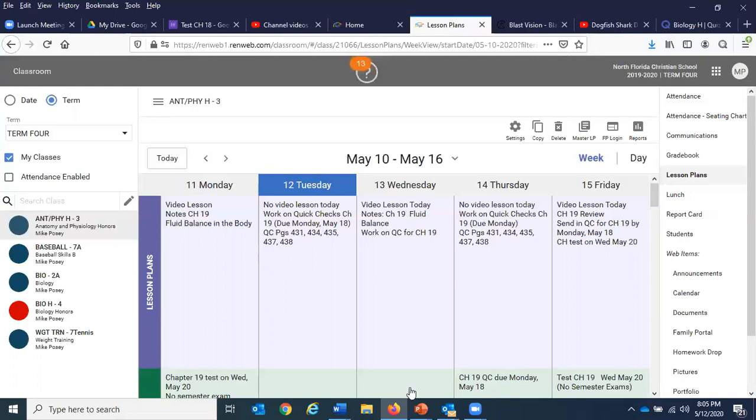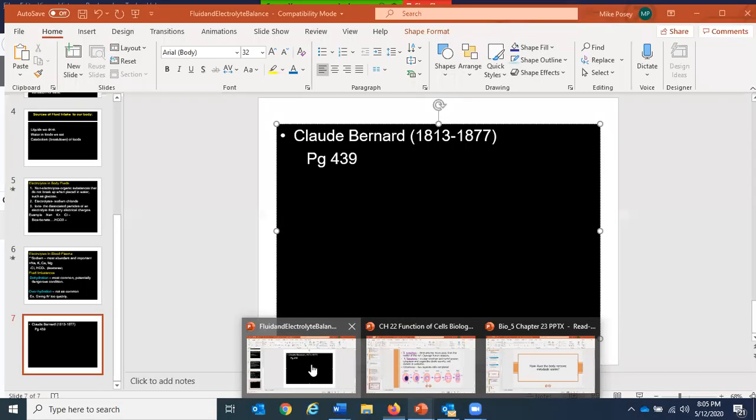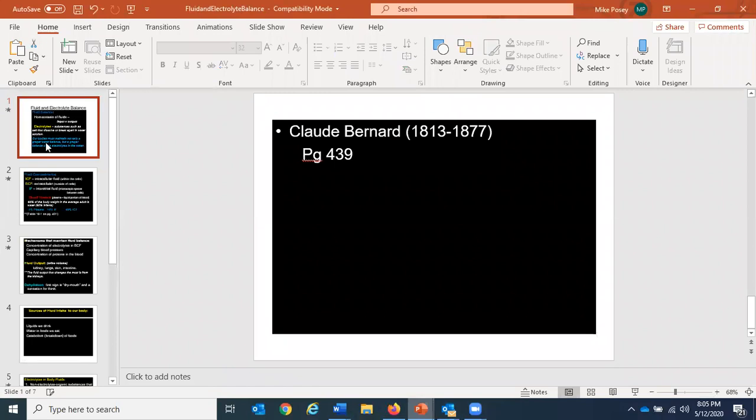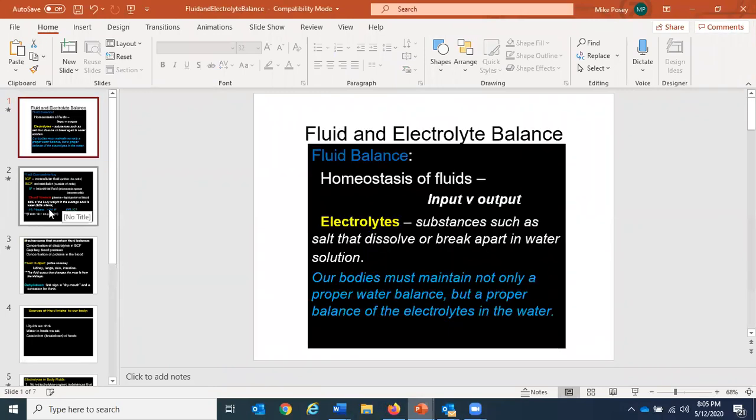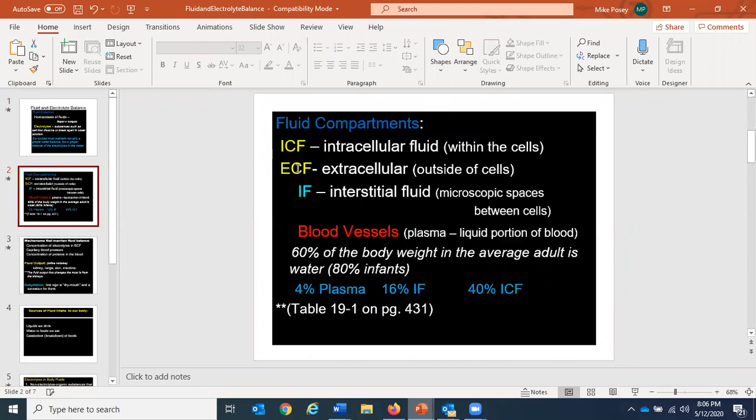All right, look at some of the notes we were taking the other day. We're talking about fluid balance and electrolyte balance. We talked about the difference between ICF and ECF: intracellular fluid within the cells and extracellular fluid outside the cells. Examples of the ECF outside of the cells are the interstitial fluid, which we call IF. These are microscopic spaces between cells. And then, of course, in blood vessels, you have plasma. It's the liquid portion of blood.